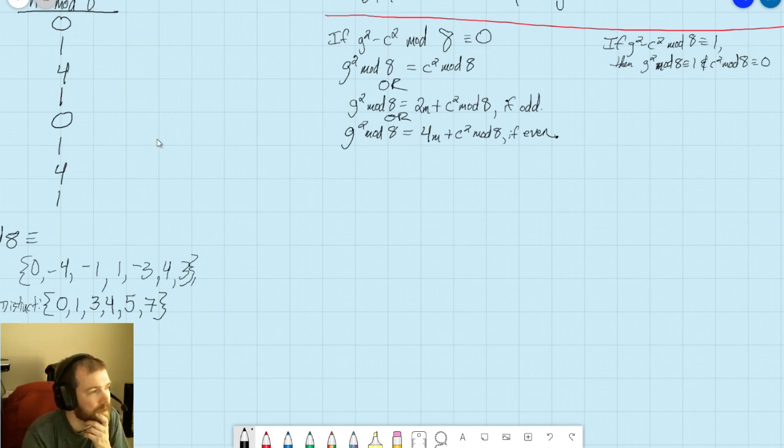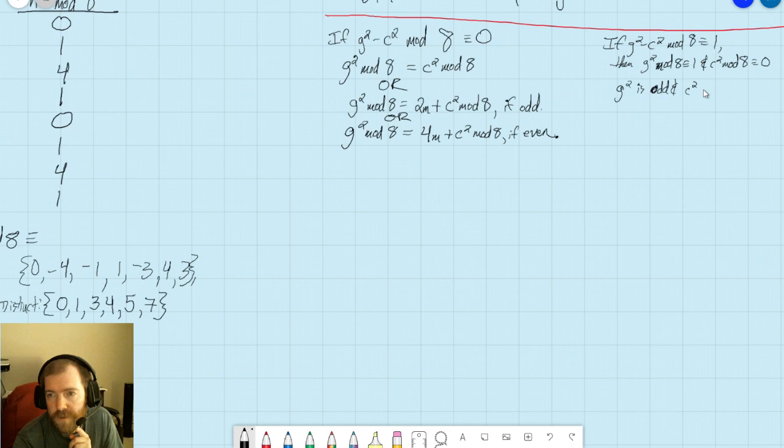Right, that's the only possibility. So g squared is one of our 1s here, and c squared is our 0, because any other combination, you're not getting a difference of 1 in their moduli. So therefore, g squared is odd, and c squared is even. No, not even. It has to be 0.